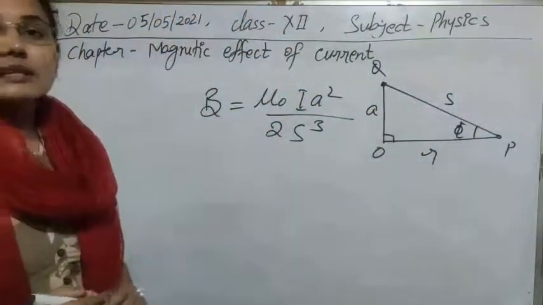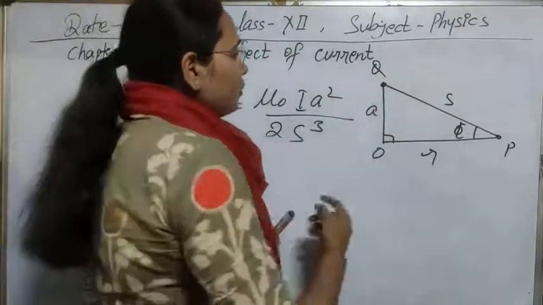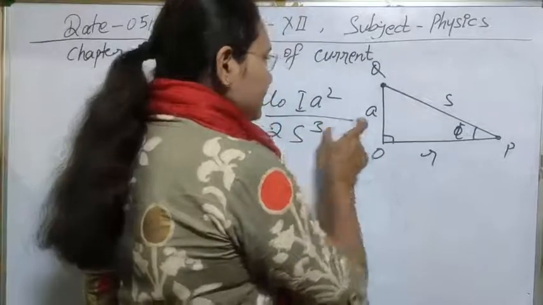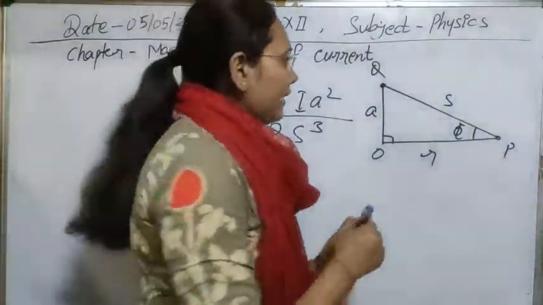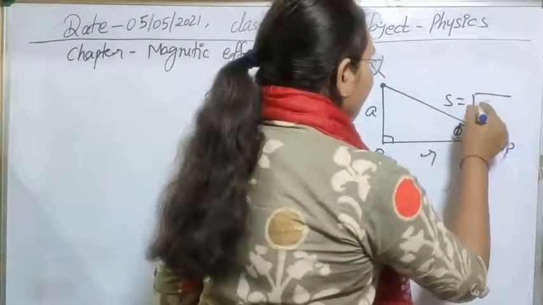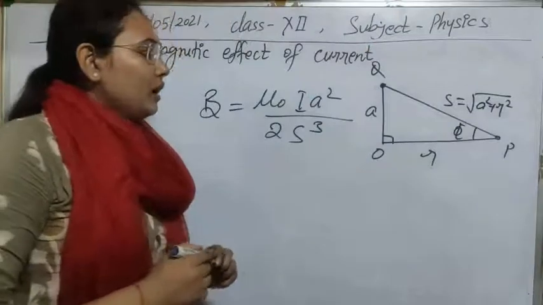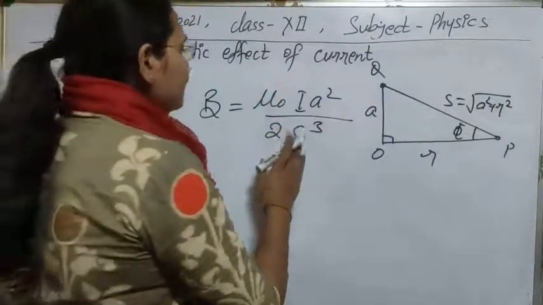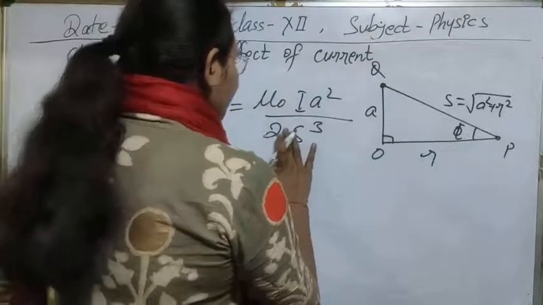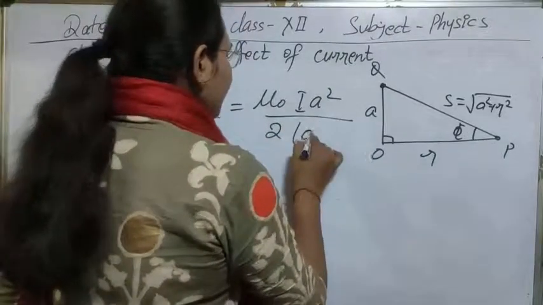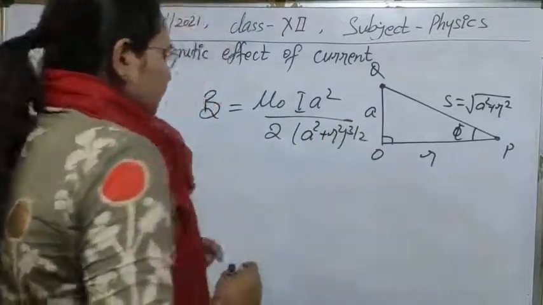If you look at triangle OPQ, you can find the value of S in terms of the known quantities A and R. As it is the hypotenuse, its value will be equal to the square root of A square plus R square. In place of S we can write this value, so we get (A square plus R square) power 3 by 2.